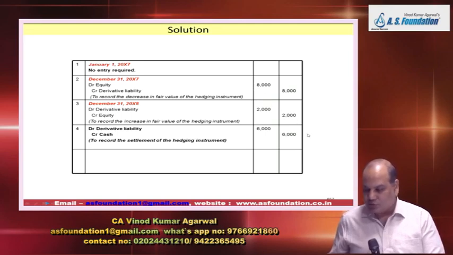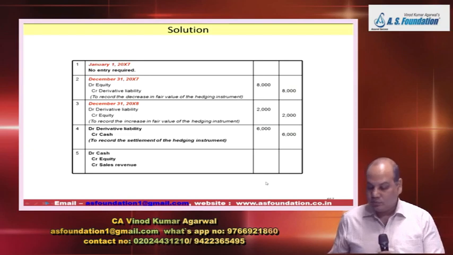8,000 minus 2,000, 6,000. So this also I will recognize now along with the sale. What is the value of the sale? Okay, so cash account debit 93,000 to equity account 6,000, to sales revenue 87,000.